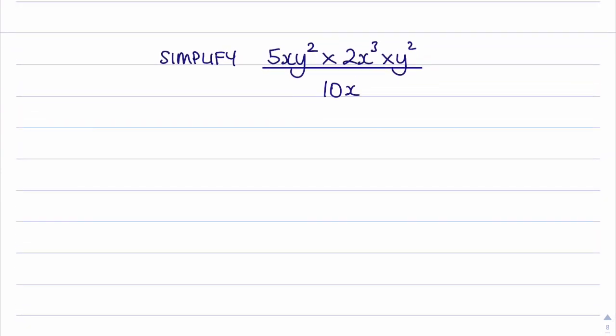Now for this question, I'm not going to expand the numerator because it does take quite a long time. So what I'm going to do is just look at the numbers and then each of the letters in turn, in alphabetical order. So the first thing is I've got the 5 and the 2. And I know if I do the 5 multiplied by the 2, that gives me 10. I then have an x term here and an x cubed term here. So that's x to the power of 4. I also have a y squared and a y squared, so that is y to the power of 4. And that's all over 10x.